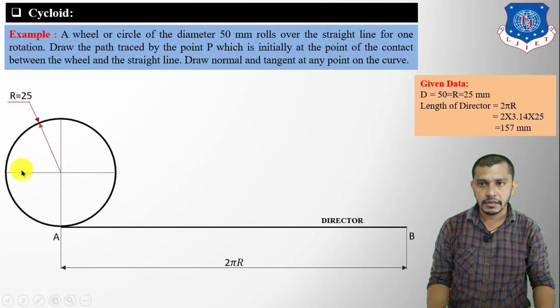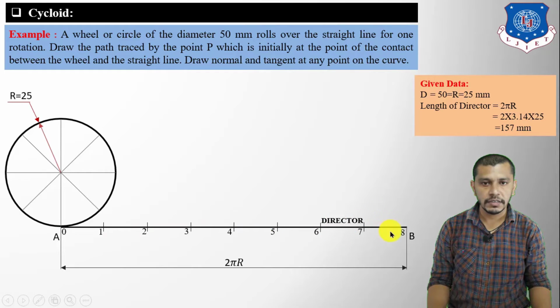After drawing the line, divide the circle into 8 equal parts. Now, as we have divided the circle into 8 equal parts, we have to divide line AB into 8 equal divisions also. Give the numbering starting from here: 0, 1, 2, 3, 4, 5, 6, 7 and 8.